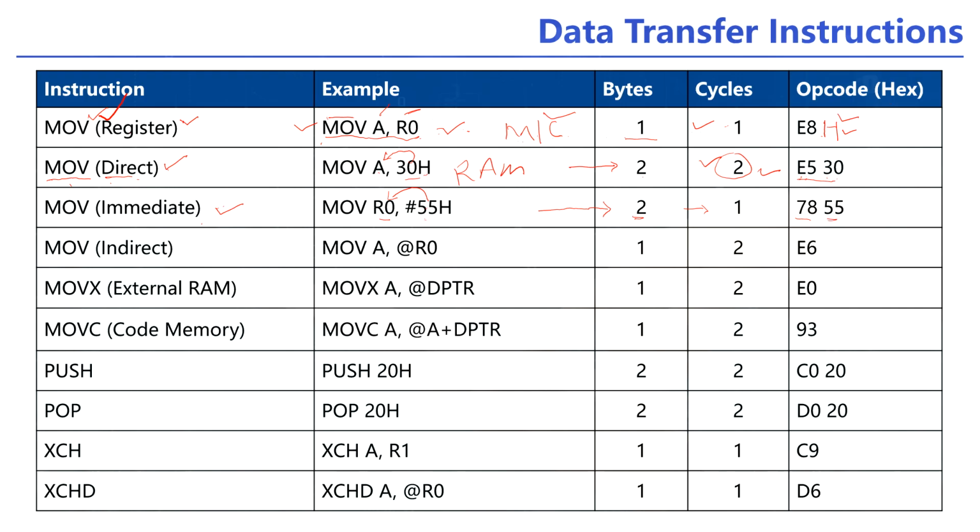Suppose this is the constant value given here, this same value. So you can say this is the opcode for MOV immediate purpose, for the immediate addressing mode. Remember? Okay. Next, MOV for the indirect purpose, where we want to use the indirect addressing mode.